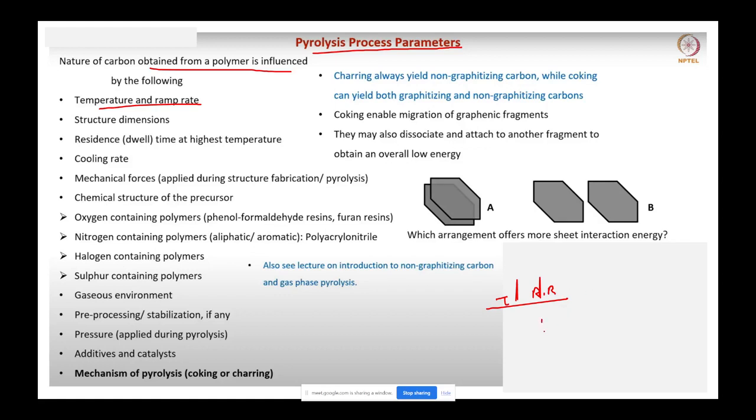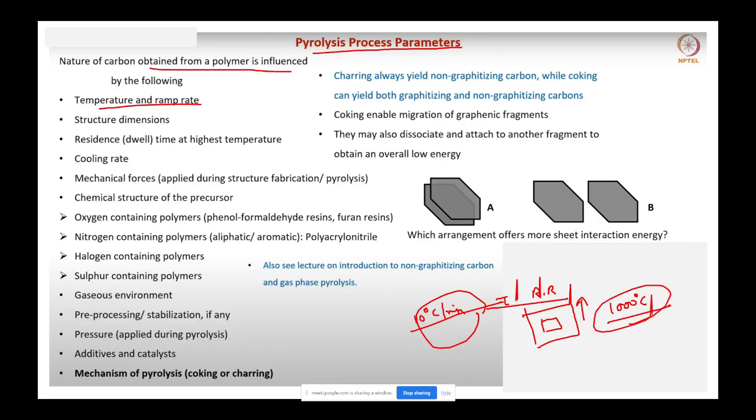Suppose you want to put your material at 1,000 degrees centigrade, and you are giving 10 degrees centigrade per minute. This is your ramp rate. At this rate the temperature of your furnace starts to increase, and after some specific time it will reach 1000 degrees. This is important if you want some property. If you give a ramp rate of 100 degrees centigrade versus 1 degree centigrade, your property might vary.